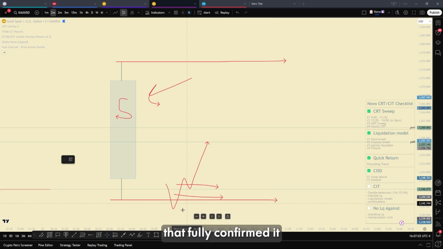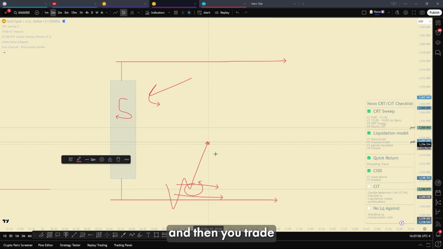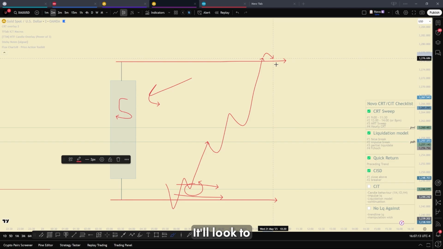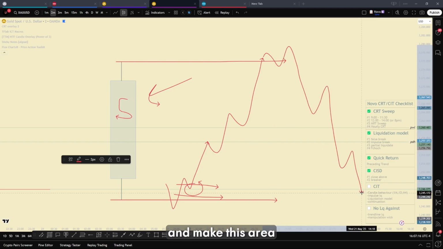So once you have that fully confirmed, you then enter your trade and then you trade to the opposite side of liquidity. And now, once again, these are pivot points. So if price reaches this area, it'll look to trade back down and make this area its strong liquidity. Now, you guys understand this as you go into the live stream. That's just a very basic understanding of this.